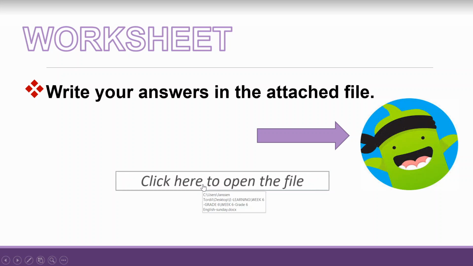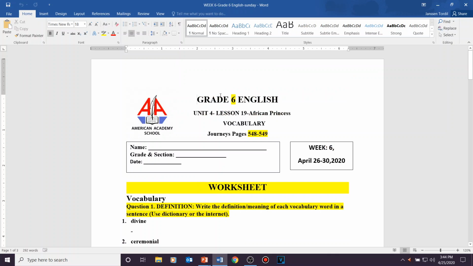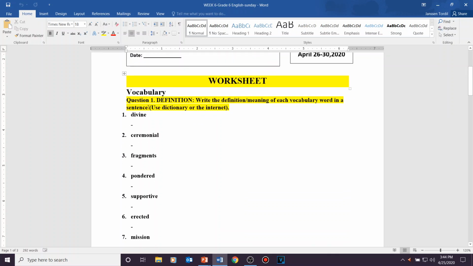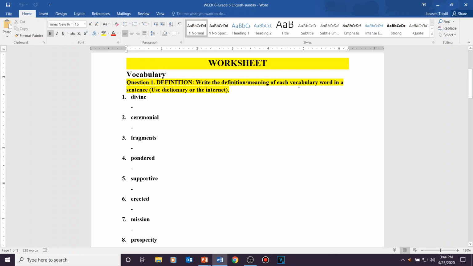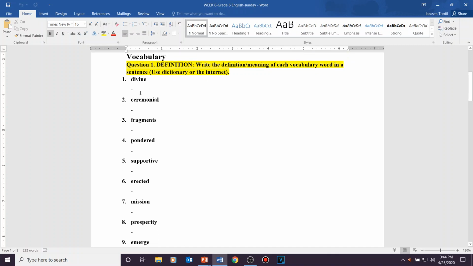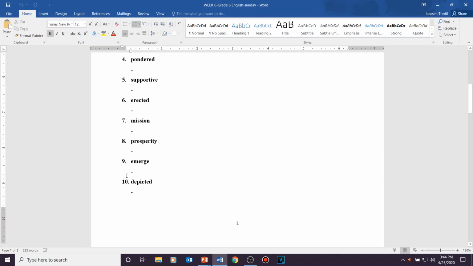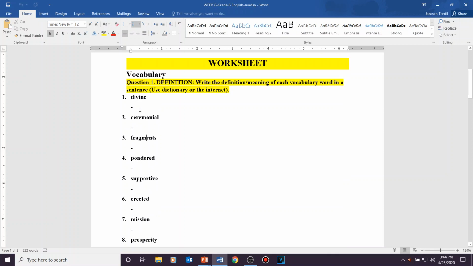Now I'm going to open up the worksheet for today, and I'm going to explain to you how to answer the following activities. So this is your activity for today. For question number 1, vocabulary, you're going to again write the definition or meaning of each vocabulary. From your notebook, your internet or your dictionary, write the meaning of divine, write the definition of ceremonial, write the meaning of fragments up to 10. We answered 1 to 4 with the context clues only, so I want you to give the full meaning that you found in your glossary, dictionary, or your browser.